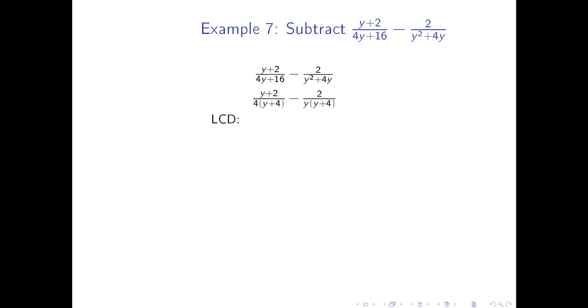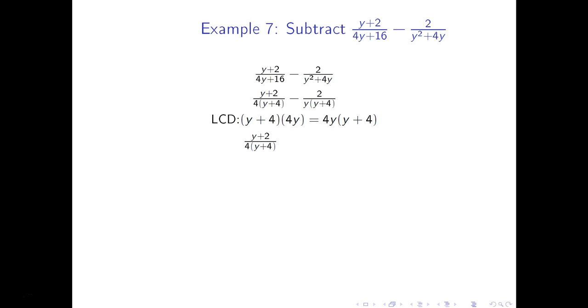What's my lowest common denominator? Well, they both have a y plus 4. And what's left over? 4 from the first one and y from the second one. Or another way to write that, and often we write it in this form, it's perfectly fine either way, 4y times y plus 4.